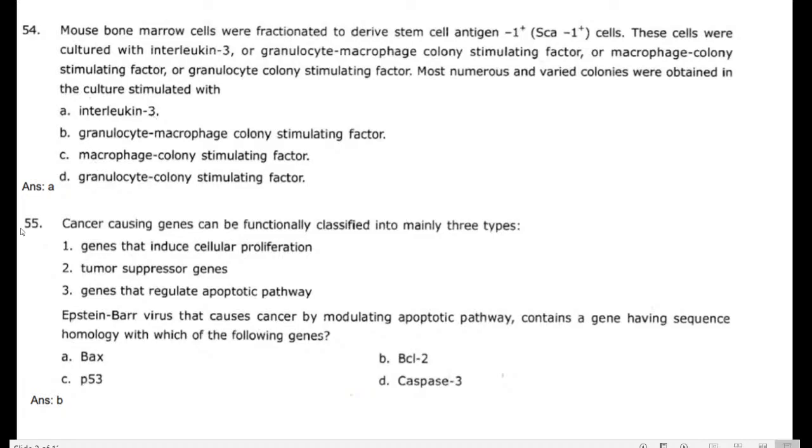Next question. Cancer causing genes can be functionally classified into mainly three types: genes that regulate cellular proliferation, tumor suppressor genes, and genes that regulate the apoptosis pathway. These are the three main types.